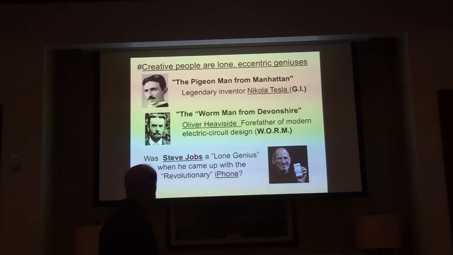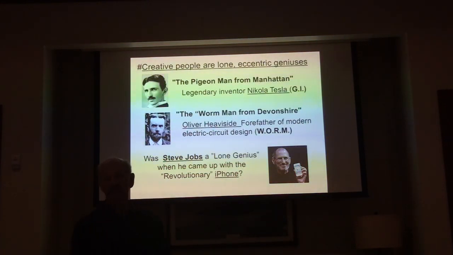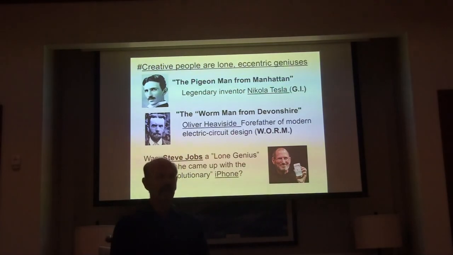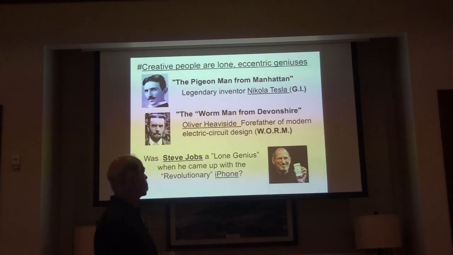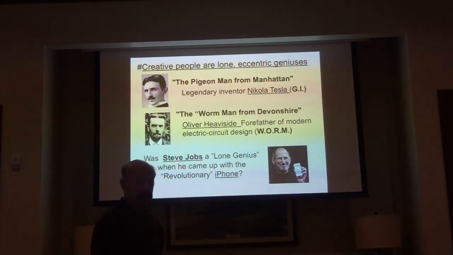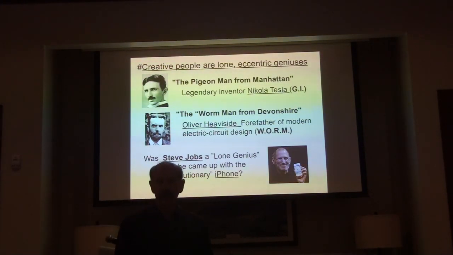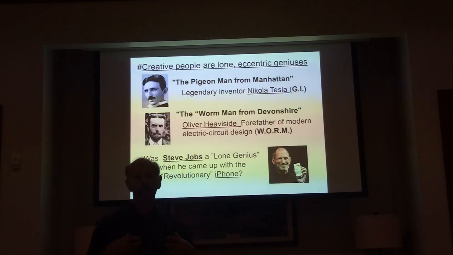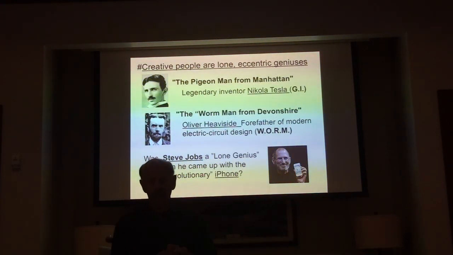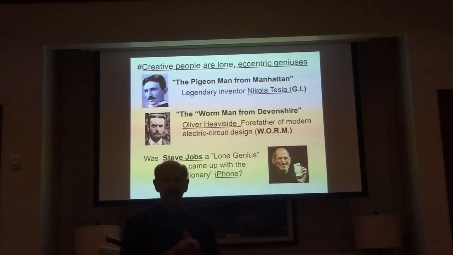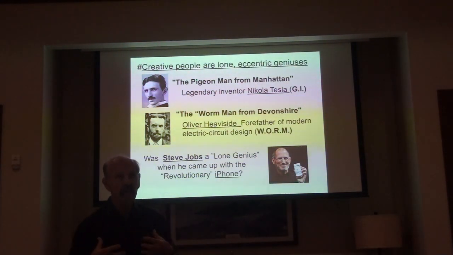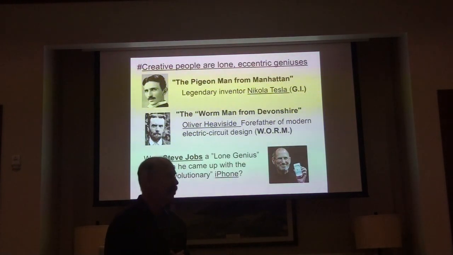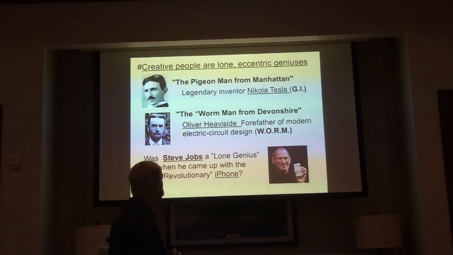This contrasts with the worm man from Devonshire, Oliver Heaviside in 1885. He's considered the forefather of modern electrical circuit design. Our terms impedance, conductance, and permeability related to electricity come from him. But he would sign his manuscripts WORM. He had a very low self-opinion, which is not really typical of creative people. They usually have good self-confidence.